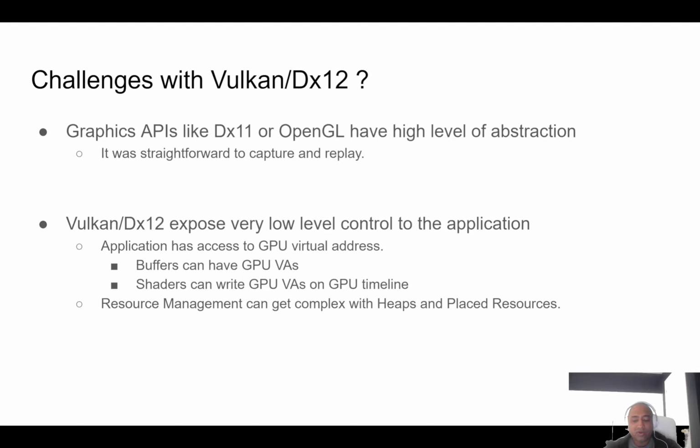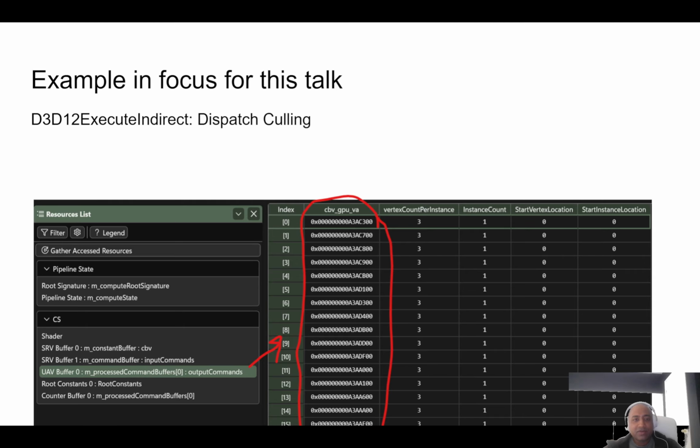Now we are going to talk about one challenge which DX12 APIs exposed. I took this PIX capture from a D3D12 example, ExecuteIndirect, which does dispatch culling. As you can see, this is a dispatch call, and the UAV buffer contains GPU virtual addresses and the draw arguments. This buffer is later consumed by an ExecuteIndirect.